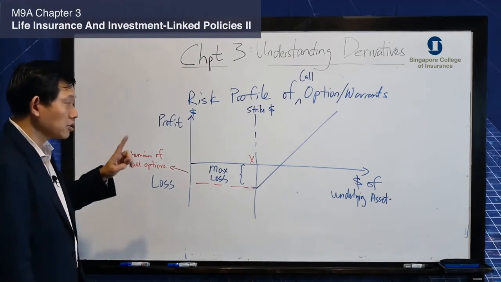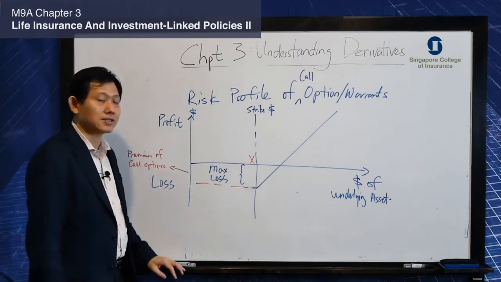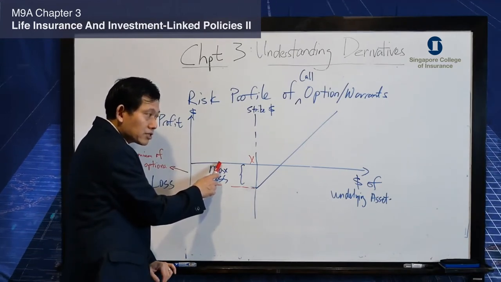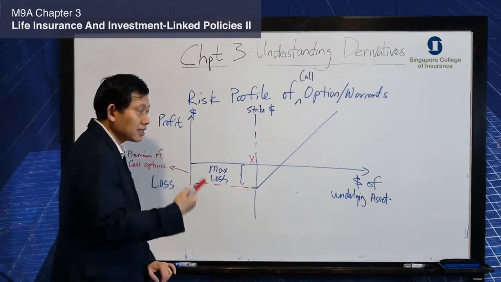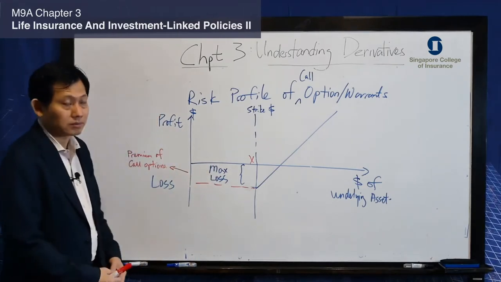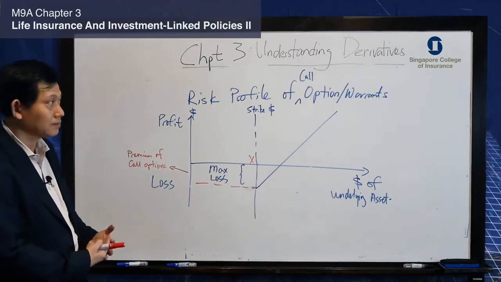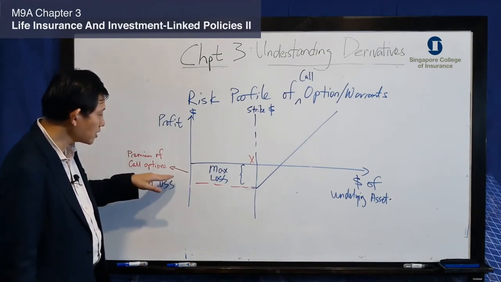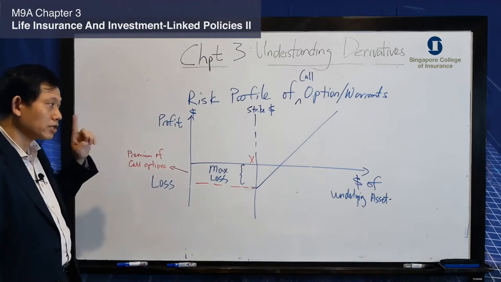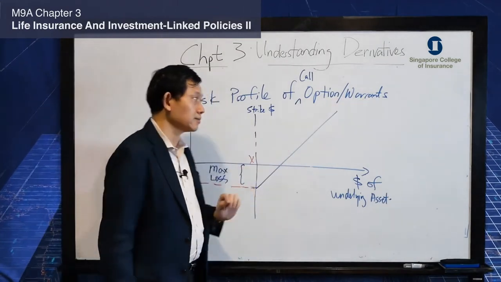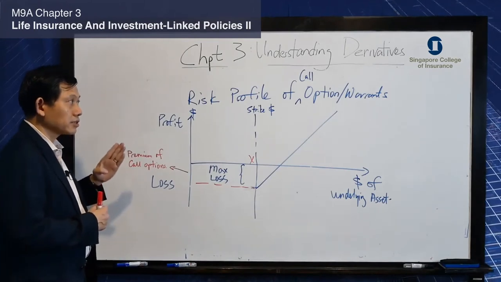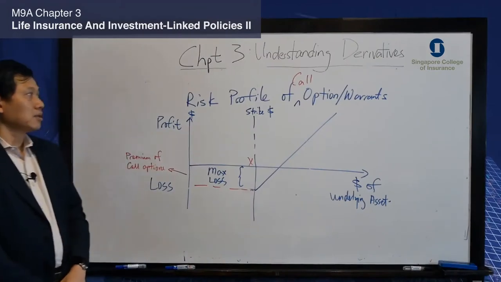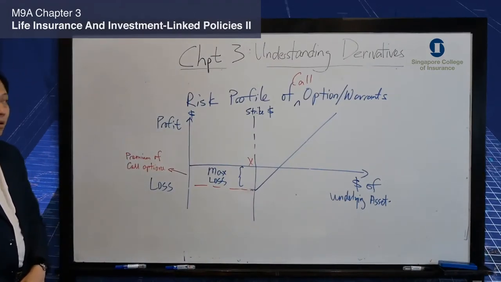Why? Because an option contract gives you the right but not the obligation. So under this situation, when your strike price is more than the market price of the underlying asset, you simply let the call option lapse. You are not under legal obligation to exercise it. As a result of that legal clause, your maximum loss is only contained to the premium of the call options, whereas your gain potentially is unlimited. This is the risk return profile of a call option, or a call warrant.